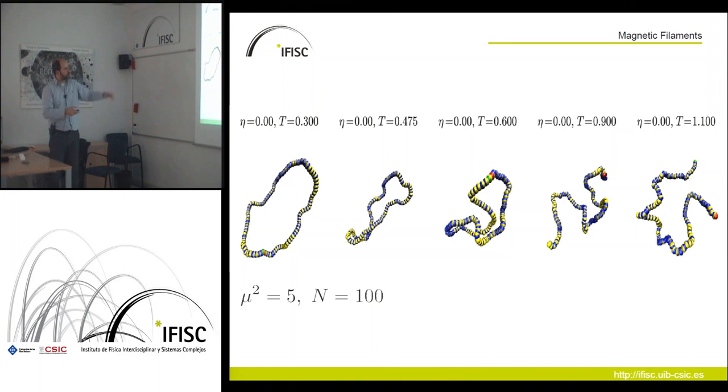But at some temperature, the chain realizes that it's much better to still preserve this arrangement, but join the two ends. That leaves the two ends in close contact, because then you gain an extra magnetic interaction, and that leads to the formation of these closed structures that evolve, as the temperature goes lower, to ideal rings, trying to arrive at the ideal ring conformation.